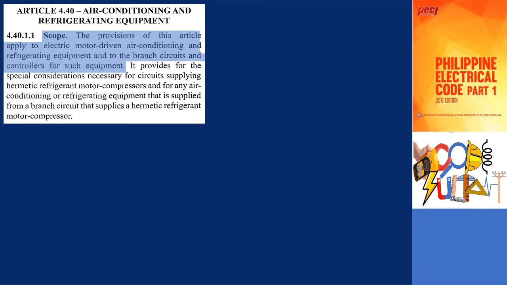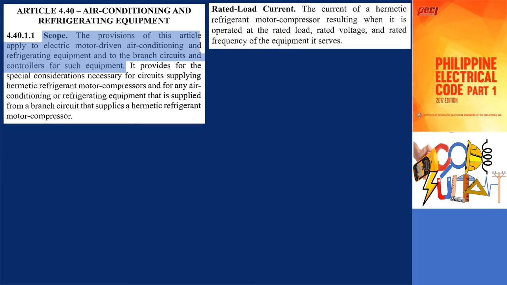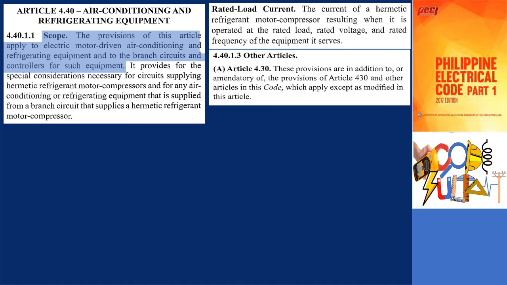4.40.1.3a. One important term to understand in this context is rated load current. This refers to the current drawn by the motor compressor when it operates at both rated load and rated voltage. Every manufacturer has the motor for a particular air conditioning or refrigeration unit built according to their specific requirements. The cooling and other characteristics of these motors are distinct from those of non-hermetic motors.